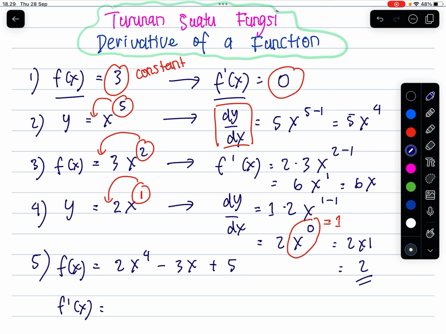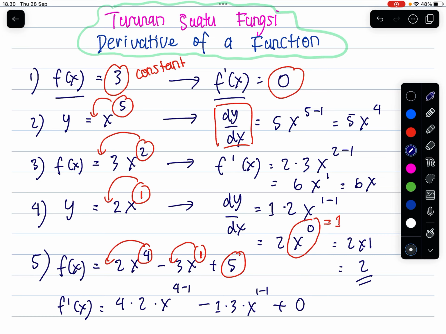Now, we're going to do number 5. We're going to use all of the rules that we use for number 1, number 2, number 3, and number 4. We're going to combine it in number 5. Okay, let's do it. Ready? So 4, you ditch to the front. So now you have 4 times 2 times x, 4 minus 1, okay? Minus, there's a 1 up here, invisible. You move to the front. So now you have 1 times 3 times x, 1 minus 1, okay? And then you have this 5 here. 5 is constant, just like number 1 before. The derivative is going to be 0. Turunannya dari 5 adalah 0.